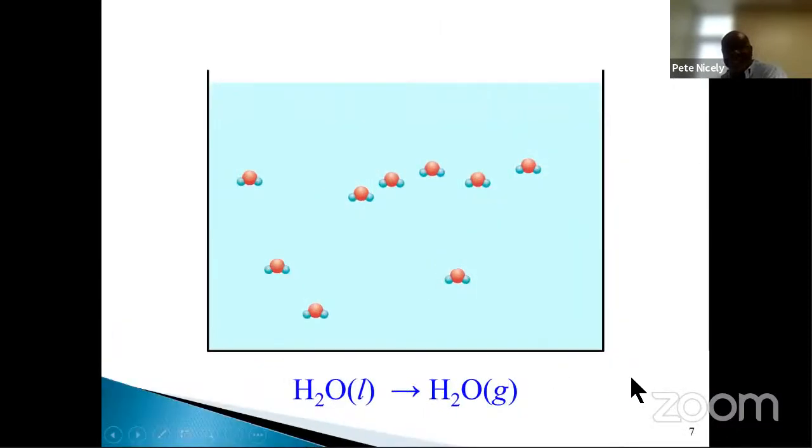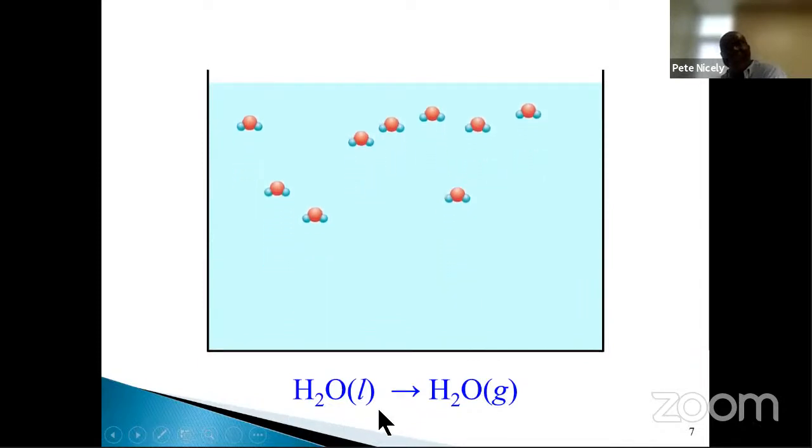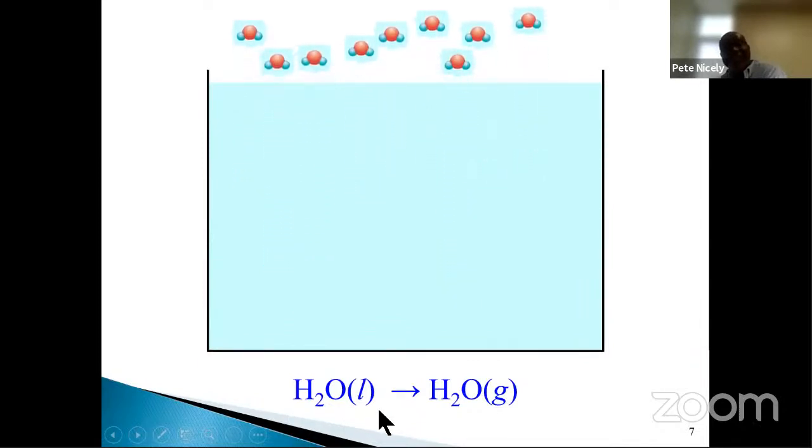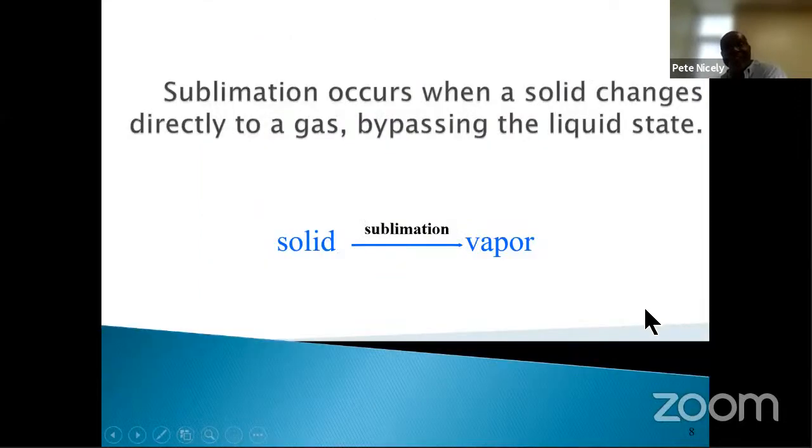So this is basically what happens, for example, in the case of water. The molecules of water will start escaping the liquid state and move into the gaseous state. And those are the higher average kinetic energy molecules.